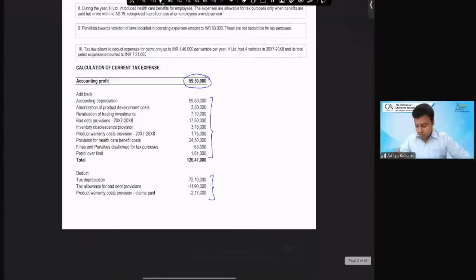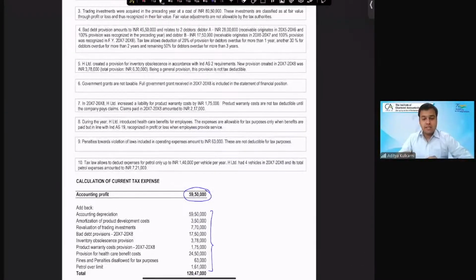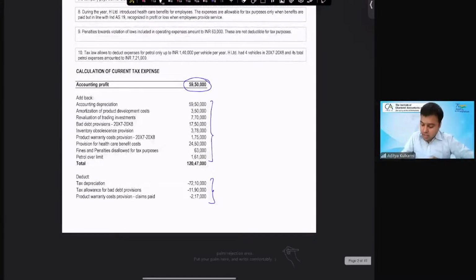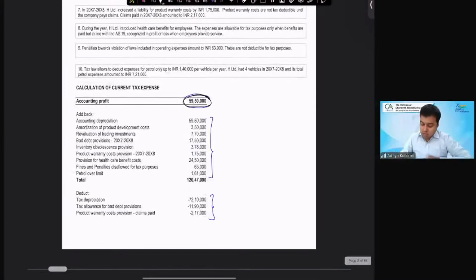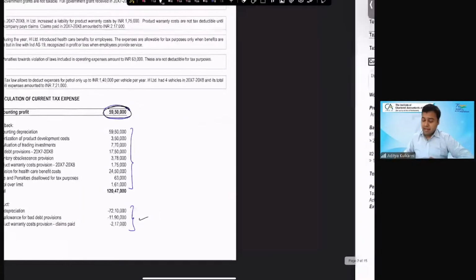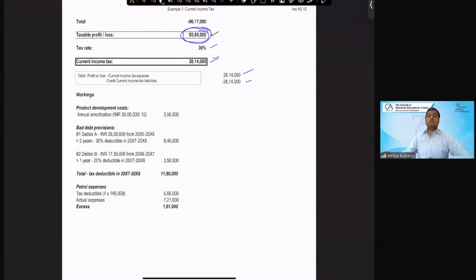Okay, so you have the balance sheet, you have the P&L extract, and you have the notes. Now I will not run into the details of these adjustments. That is more on a tax basis rather than on an accounting understanding. What you do is you start with accounting profit, which is nothing but your PBT, 59,50,000. You will do certain add backs, you will do certain deductions, and when you do this, you arrive at your taxable profit or loss. On this taxable profit or loss, you will multiply the existing tax rate of 30%, not 32%, because that is for the next year. Are we okay with this?